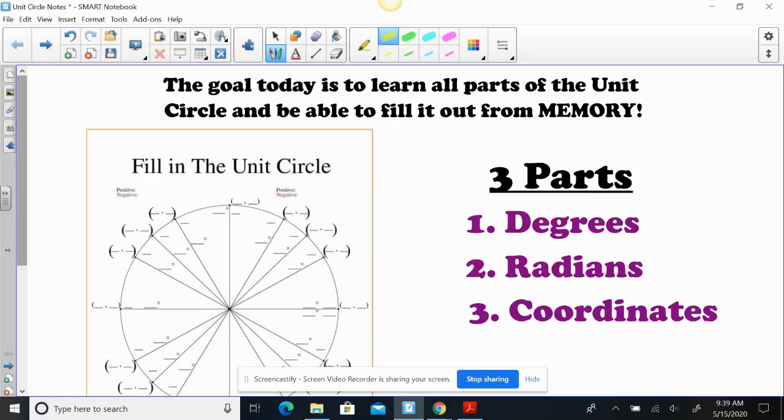Hey guys, so this will be our last lesson in remote learning. We're going to look at the unit circle and try to be able to fill it out from memory so that we can use it to solve problems.